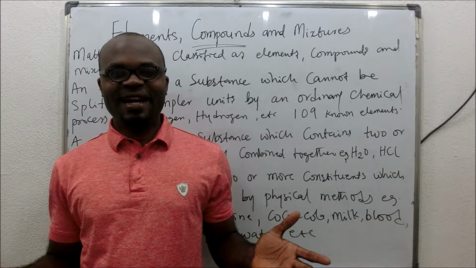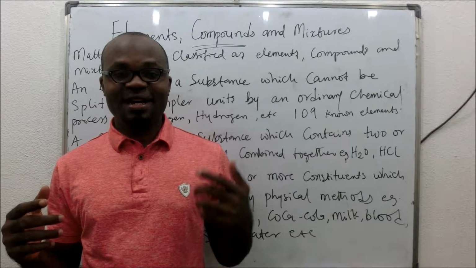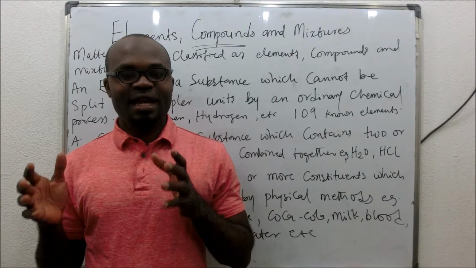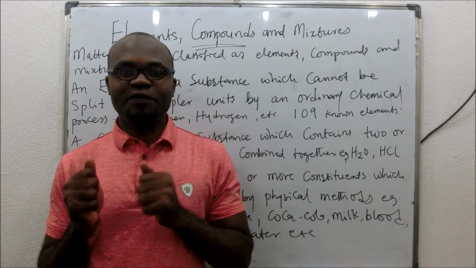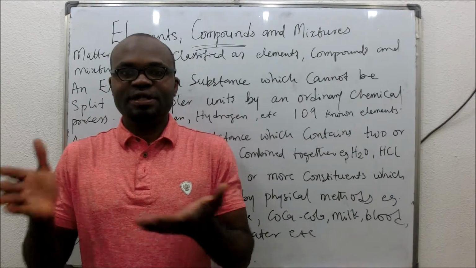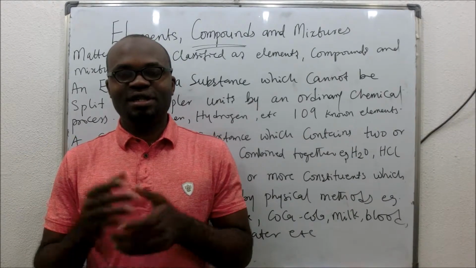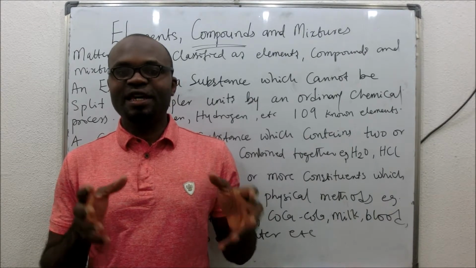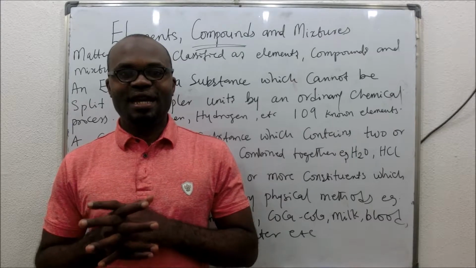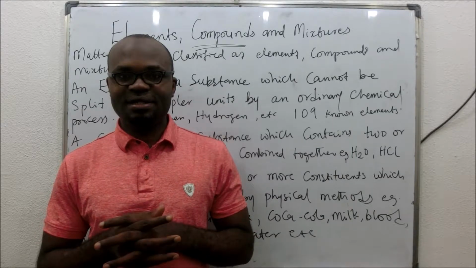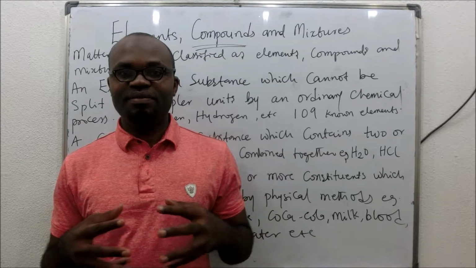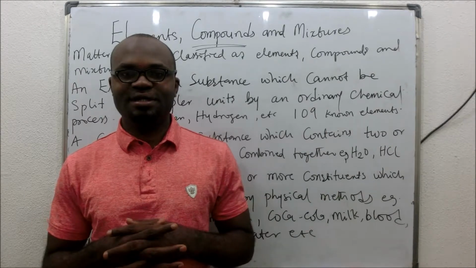Matter may be classified as elements, compounds, or mixtures. Elements and compounds are pure forms because they cannot be broken down into simpler substances, whereas mixtures are impure because they can still be separated. An element is a substance that cannot be broken down into simpler forms by ordinary chemical processes.